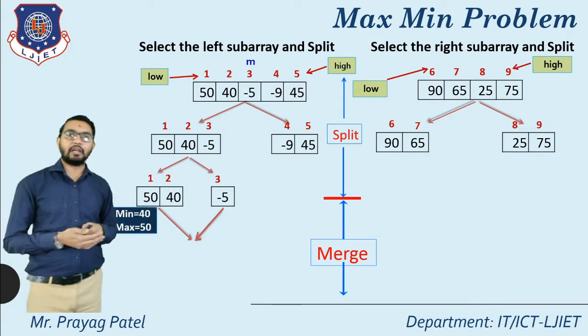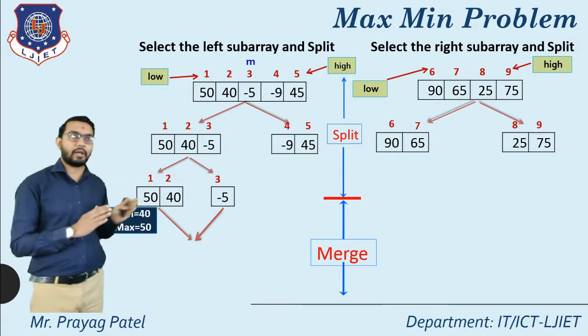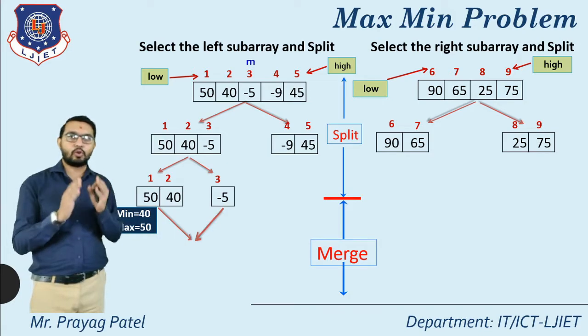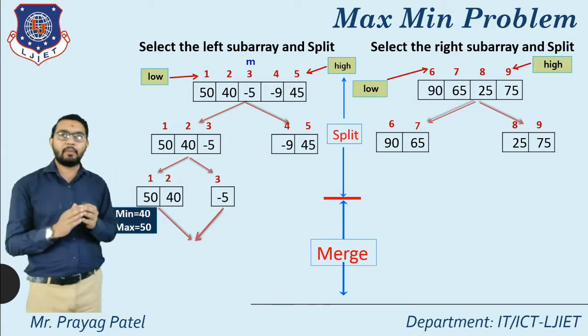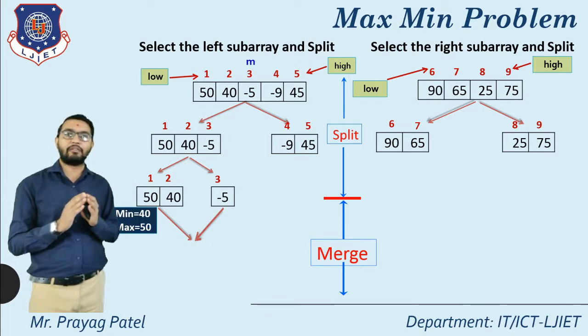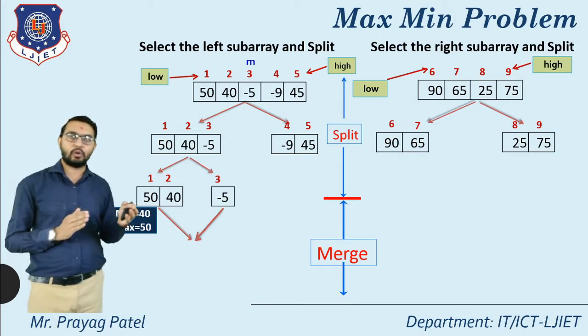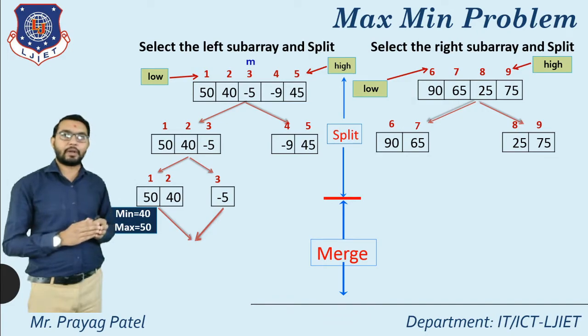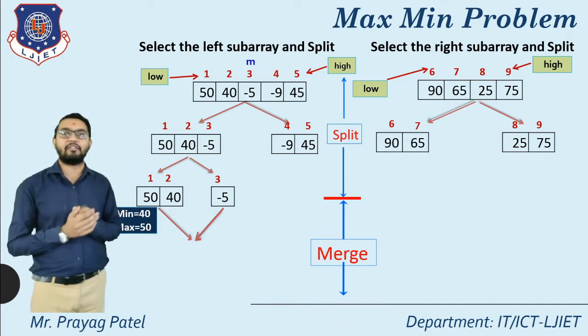After merging, we will get the 3 elements in the same order, because remember that in the max-min problem, there is no need to arrange these elements in ascending order. We will only find the minimum and maximum element from the given array. For the merging operation, first we find the minimum and maximum element from each and every array.